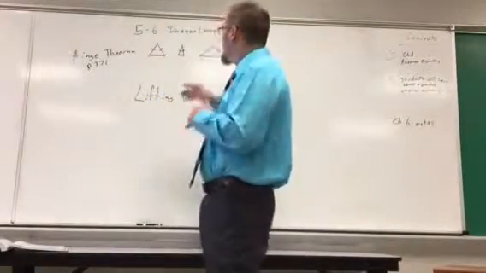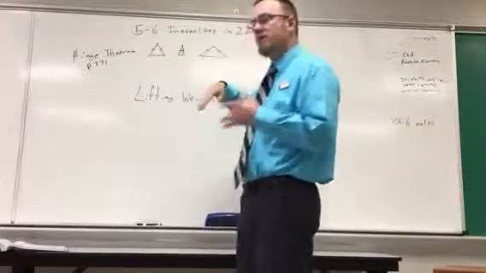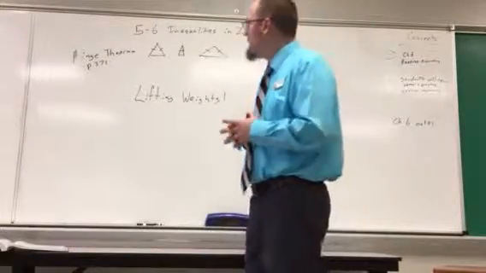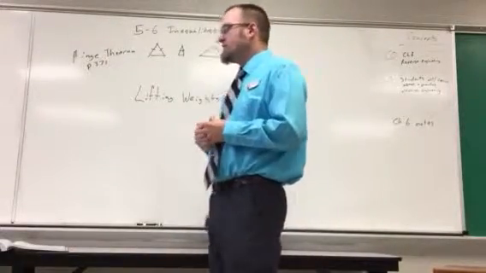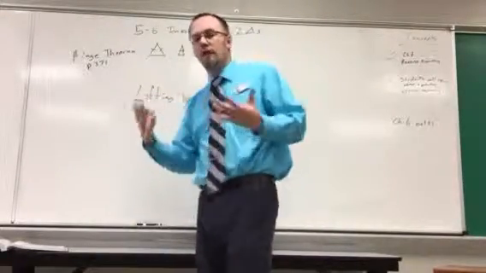But basically it states that if we have any two triangles where two of the sides are congruent, two of the sides match up to one another, then if the third side is larger, it's because of a larger angle measure.